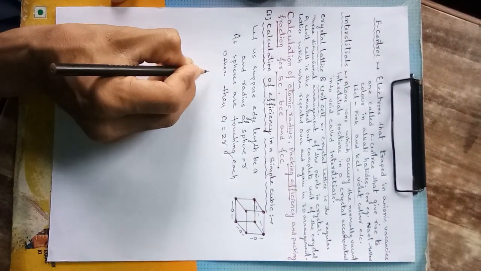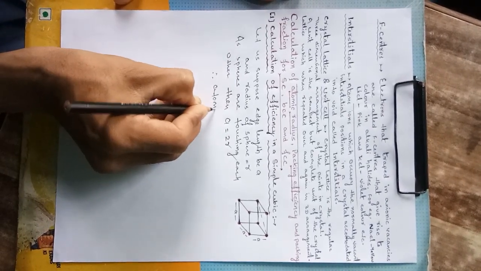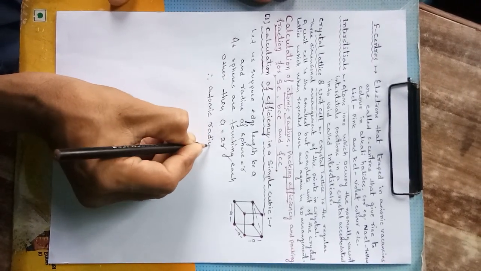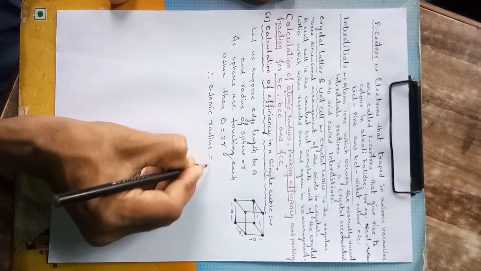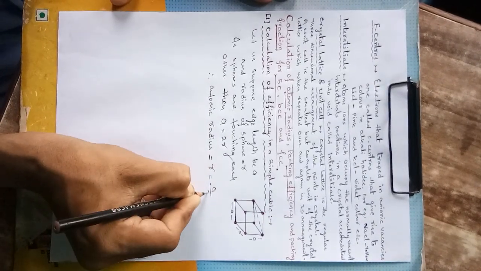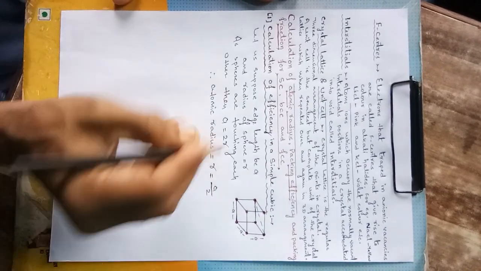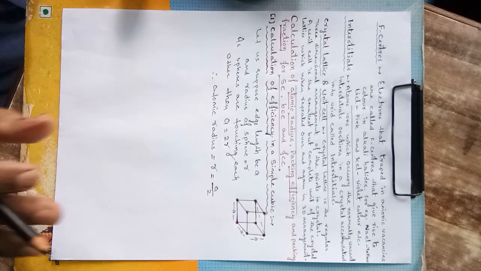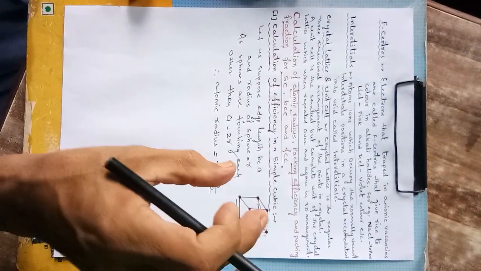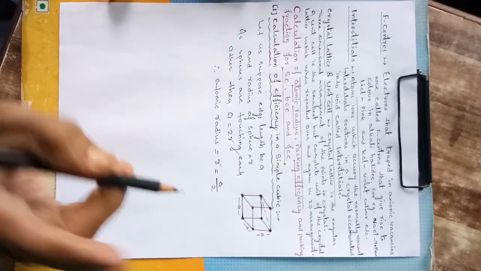So therefore we can find out the atomic radius. Atomic radius r is equal to A by 2. Atomic radius r is equal to A by 2. This is the first result of atomic radius in a simple cubic. Today we are going to learn about simple cubic structure. So the radius becomes A by 2.